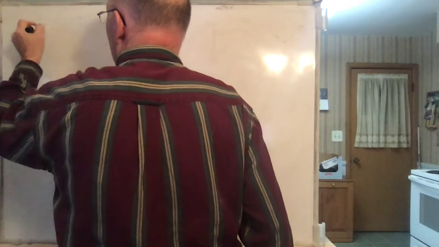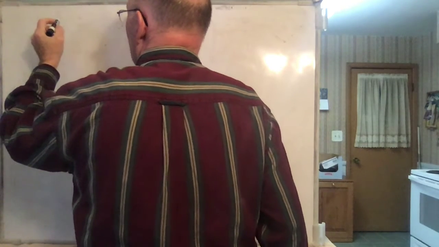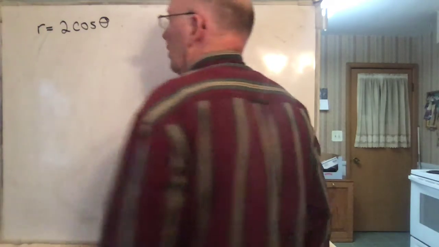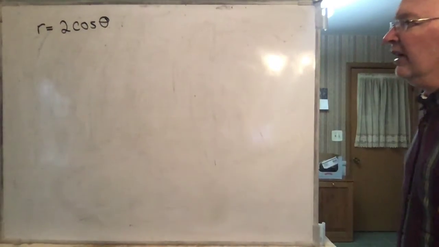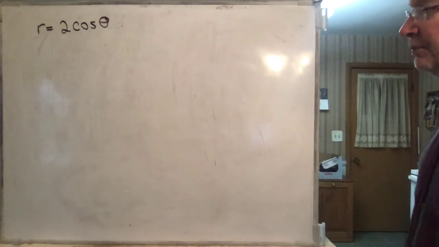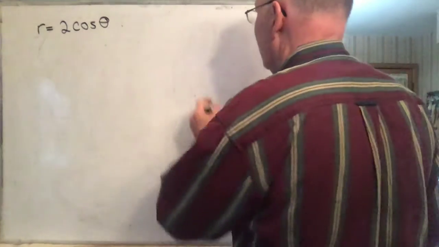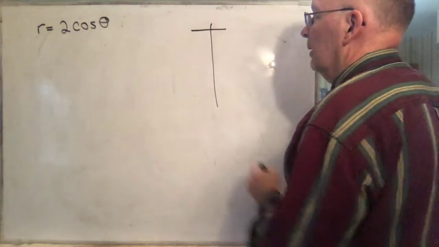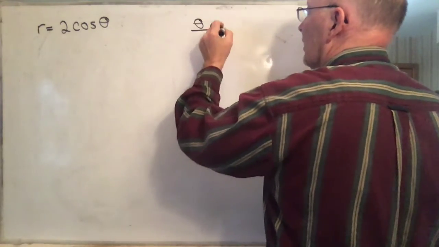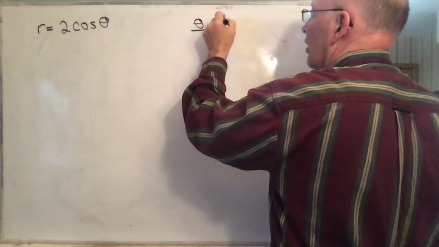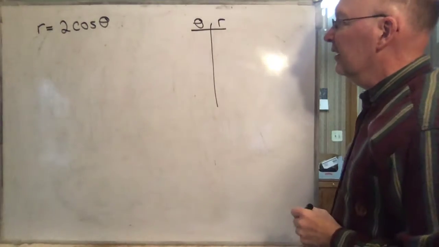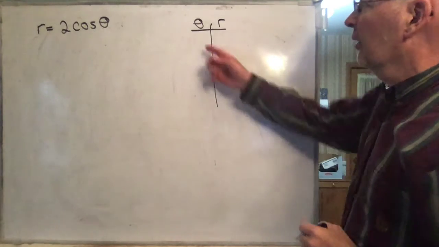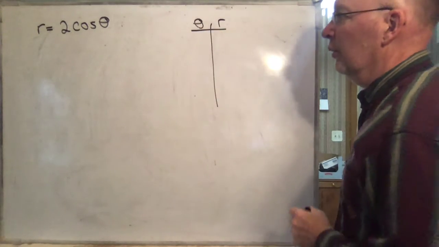So let's first take r is equal to 2 cosine theta. What does that graph into if we were to graph it? Here's the way I like to do it. I like to make a little table here. Here's theta and here's r. Then I like to take the easiest points of theta to use, and those are the places where I know that the cosine is either 0 or 1.